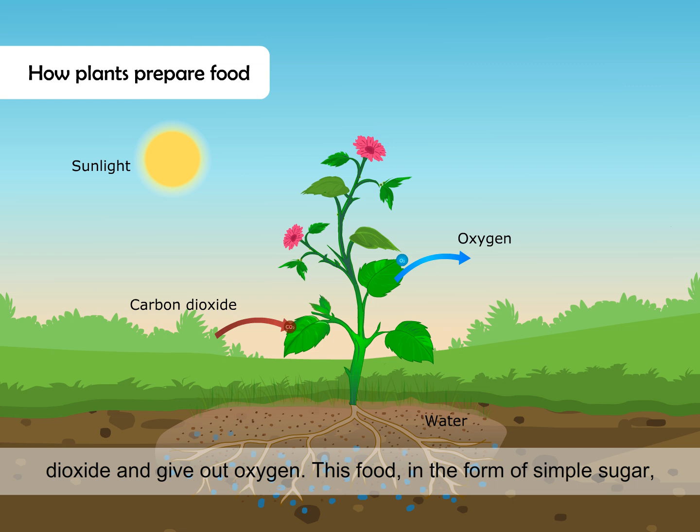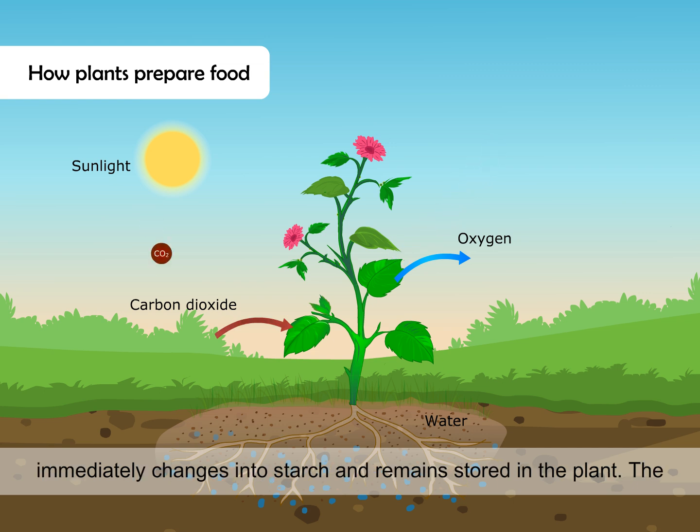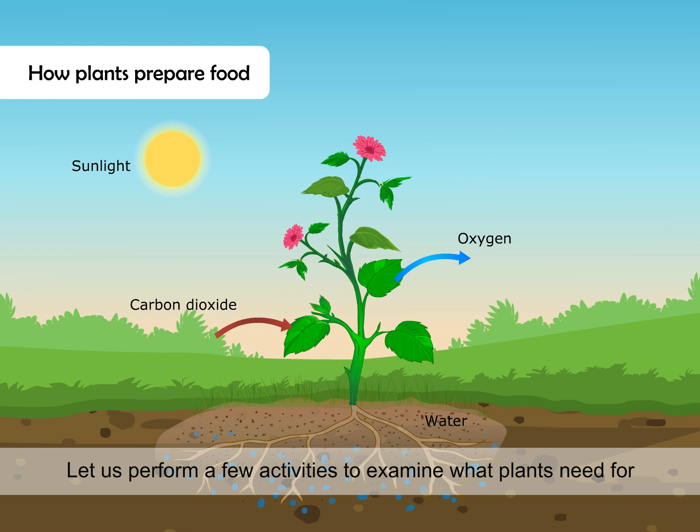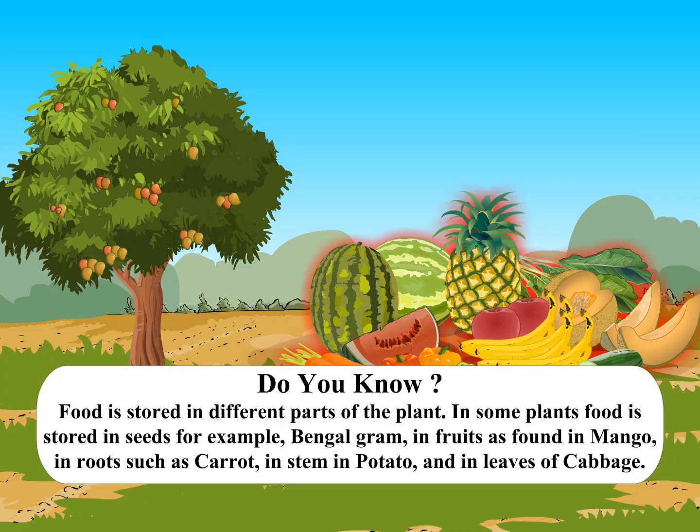This food in the form of simple sugar immediately changes into starch and remains stored in the plant. The plants use it in many ways. Let us perform a few activities to examine what plants need for photosynthesis. Do you know? Food is stored in different parts of the plant. In some plants, food is stored in seeds, for example Bengal gram, in fruits, as found in mango, in roots such as carrot, in stem, in potato, and in leaves of cabbage.